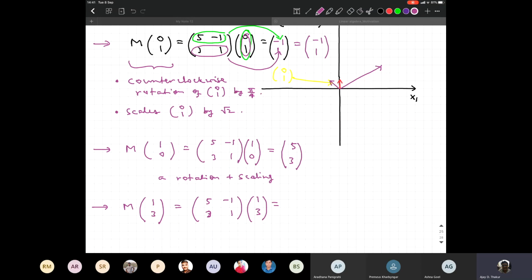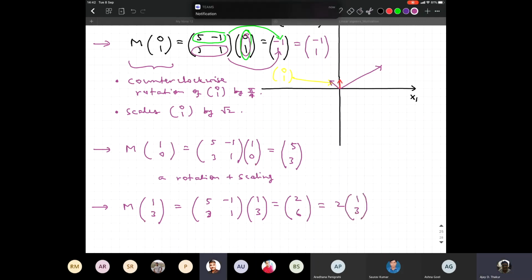So here, what does it do? 5 into 1 is 5 minus 3, so that is 2. And 3 plus 3 is 6. So this is twice of 1, 3.